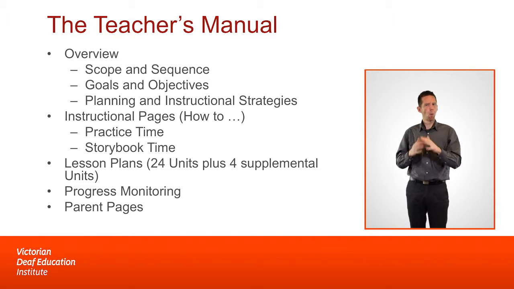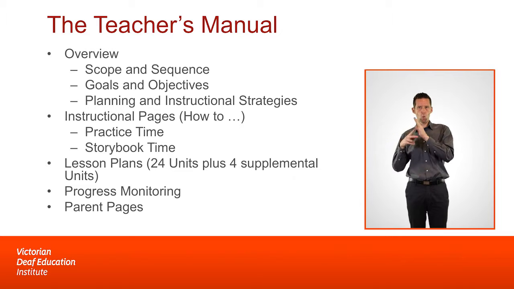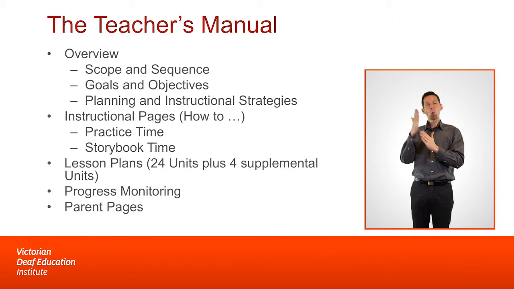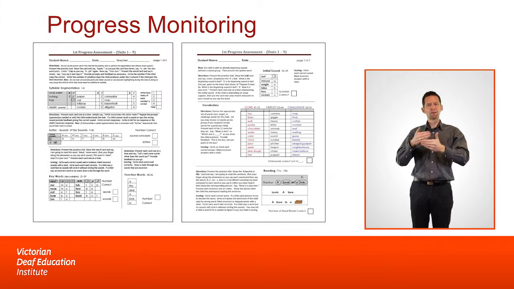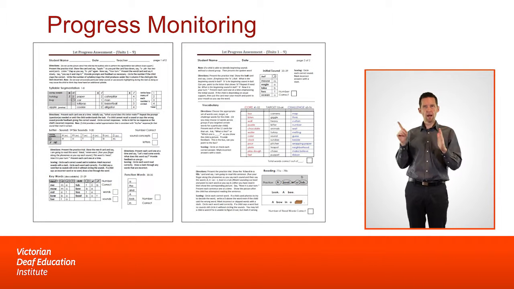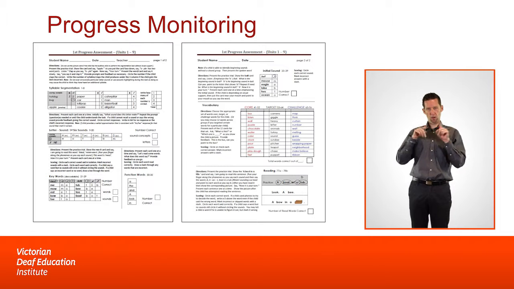There are lesson plans for 24 units plus 4 supplemental units. We have progress monitoring that is cumulative across the school year, and we have a list of parent pages. So if you'll look here, here's an example of progress monitoring. Progress monitoring occurs every 9 units, and it is cumulative in nature, and it assesses all of the skills that come within those units.